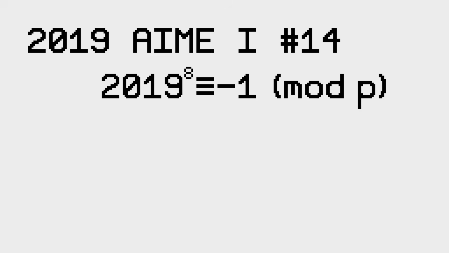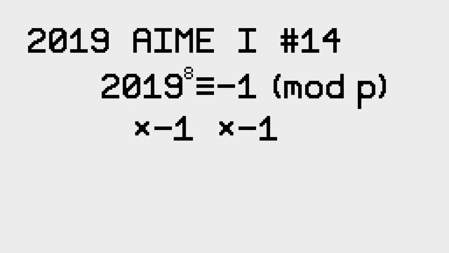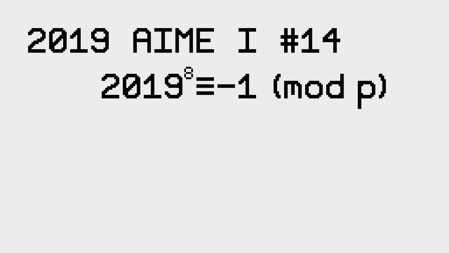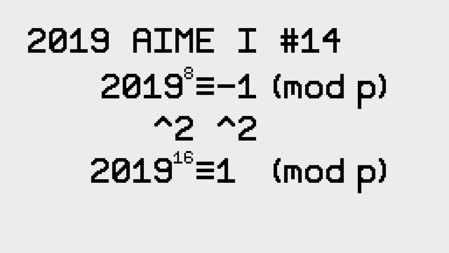A couple of things we don't want to do is to add 2, because then we would have a plus 2 on the left side. And we don't want to multiply by negative 1, because then we would still have the negative, but on the left side. Instead, the trick is to square both sides. By squaring both sides, we get 2019 to the power of 16 is congruent to 1 mod p. This is perfect. Now we have the exact form we want.